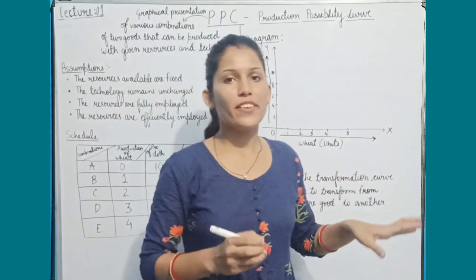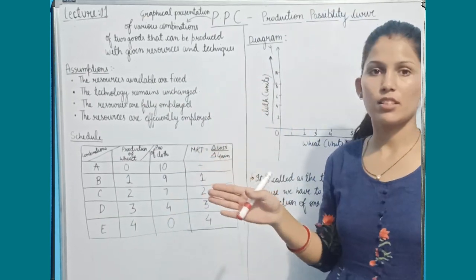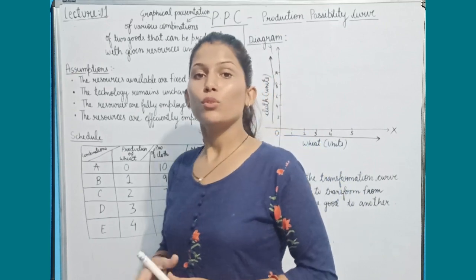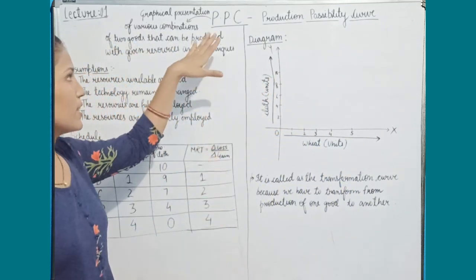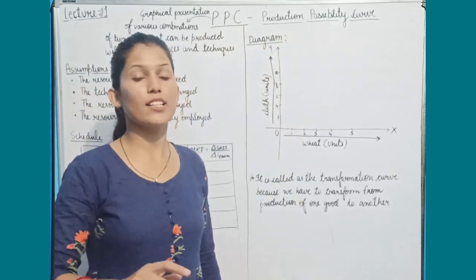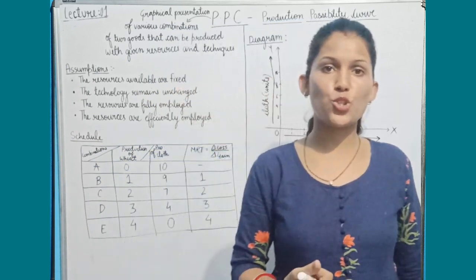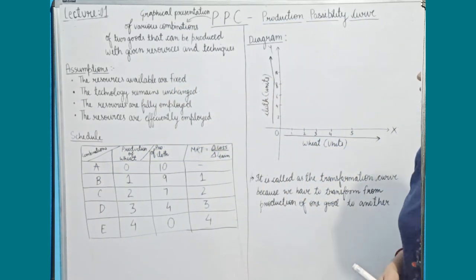Now we are going to study a very important curve in microeconomics, that is the PPC, which is an important tool to study the economic problem in an economy. Clear? So basically PPC stands for the production possibility curve, and it is also known as the transformation curve and the production possibility frontier. Clear?